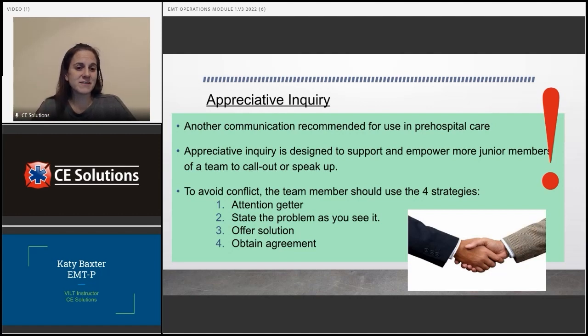To avoid conflict, the team members should use 4 strategies. You need to have an attention getter. State the problem as you see it. Offer a solution. Sometimes you don't know the solution and it's okay to say, I don't know the solution. And then you need to obtain an agreement. If they are not willing to compromise on that agreement, sometimes you've got to back off. I know a lot of fights can come from standing your ground, right?